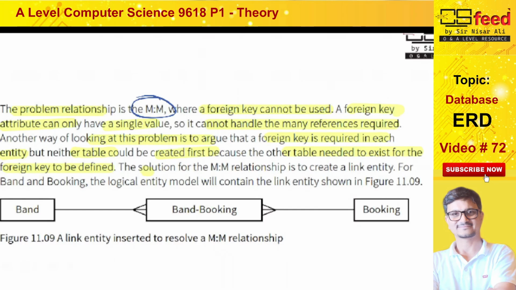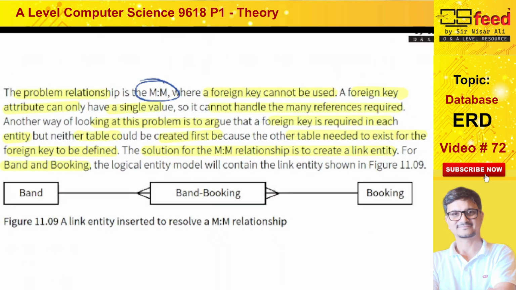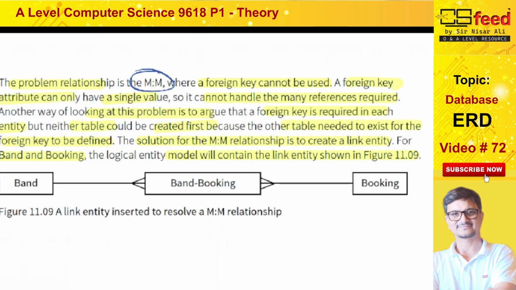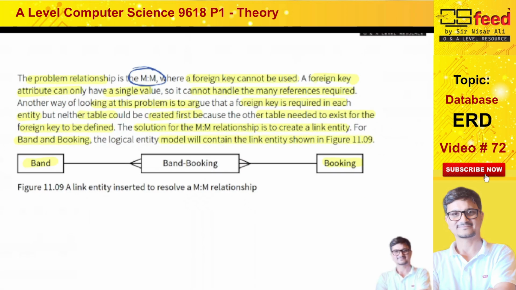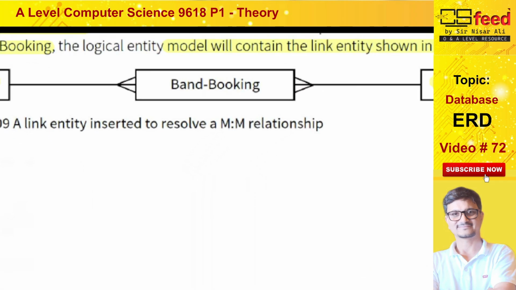So the solution for this relationship is to create a link entity. For example, band and booking, this is one example that we were using. The logical entity table model would contain the link entity, as band and booking were in a many-to-many relationship. And the solution to implement it is to break it up. So what does this mean? This means two tables, like table A and table B, are in a relationship with each other.